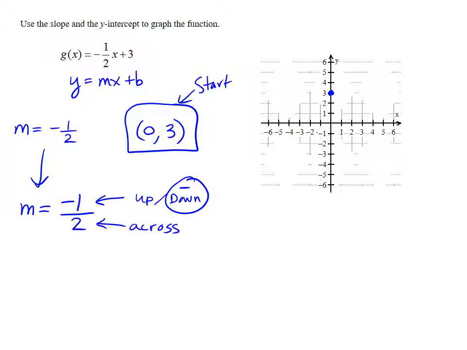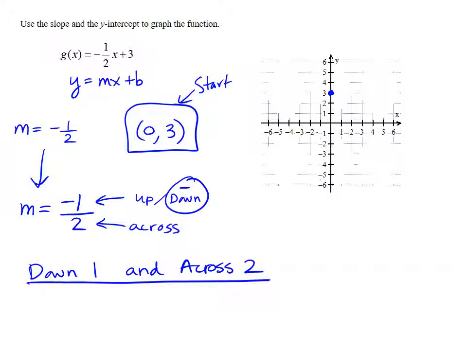So what this is saying is I'm going down, and then I'm going to go across 2. So what I'm going to do to create the steepness is I'm going to go down 1 unit and across 2. And I'm going to do that from the starting point. So if I start at 0, 3, I'm going to go down 1 and across 2, and I end up at the point 2, 2. And I can keep doing that as long as I have room. Down 1 over 2, down 1 over 2. I'm kind of starting to run out of room.